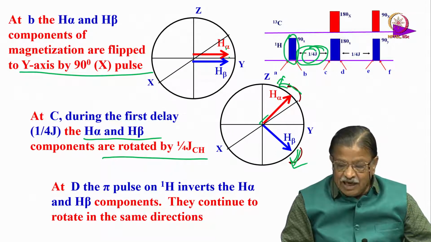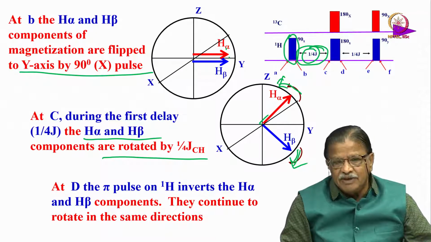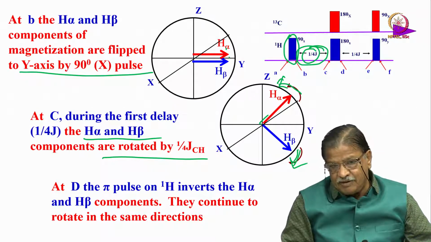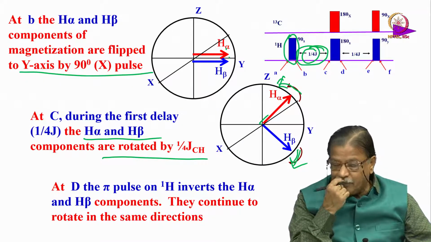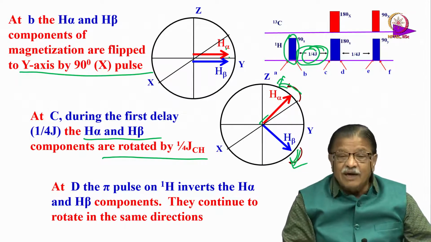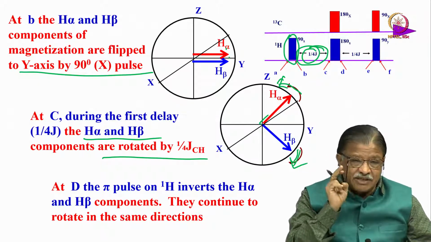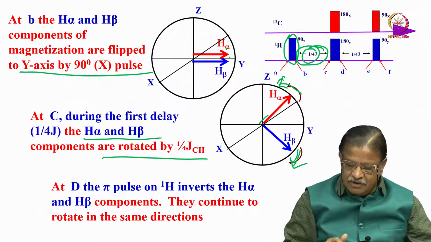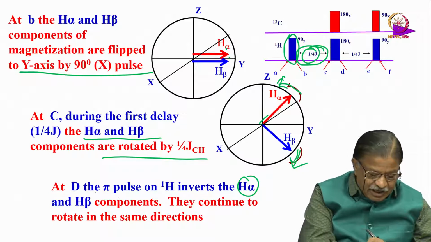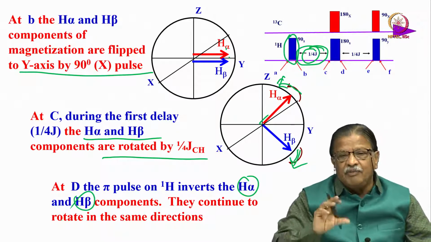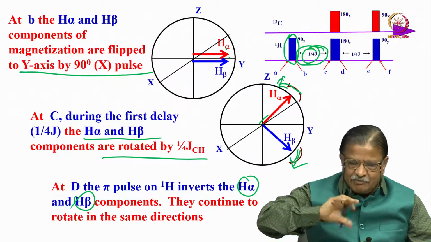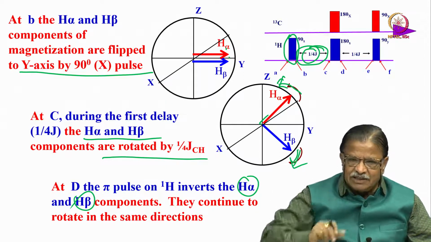Immediately after that, we are going to apply a 180 pulse, on both the proton channel and the carbon channel. First let us see what happens if you apply the proton channel 180 pulse. What does a 180 pulse do? We have been discussing it for quite some time. It inverts the population, which means it inverts the alpha and beta states of the doublet.